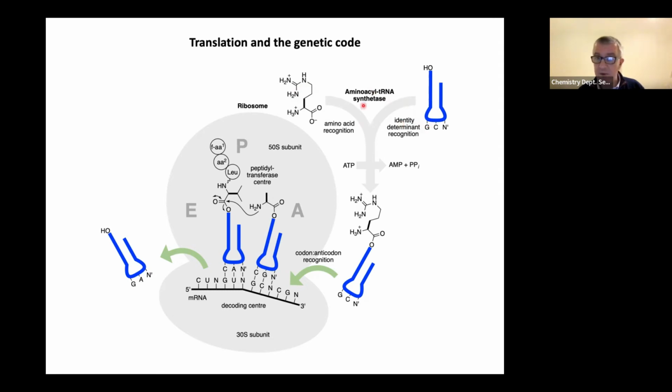And it recognizes the amino acid because of its specific shape. It recognizes the tRNA by one or two, maybe a few, so-called identity determinants, which specify that that tRNA is destined to become aminoacylated with a particular amino acid. The aminoacyl tRNA synthetase then writes the code, makes an aminoacyl tRNA, and the code is read very simply by Watson-Crick decoding in the 30S subunit of the bacterial ribosome, the decoding center of the small subunit of the ribosome.